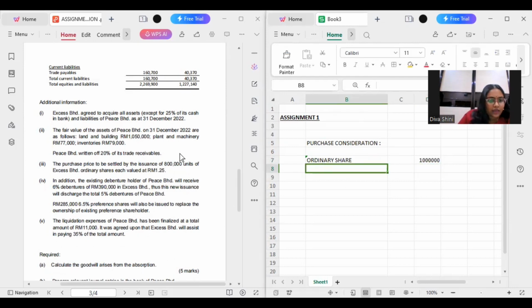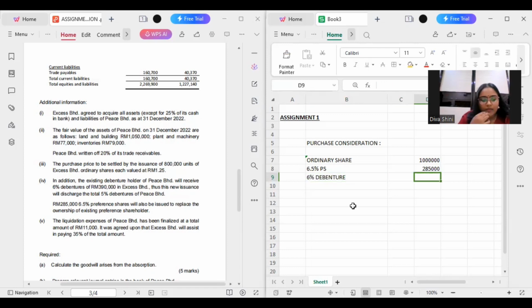And then the second is preference shares. In the additional information, there are 6.5% preference shares, the amount is 285,000. And then debenture, which is 6% debenture, 3,900,000.